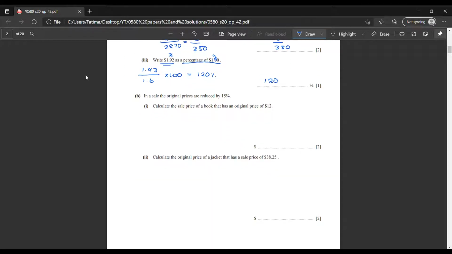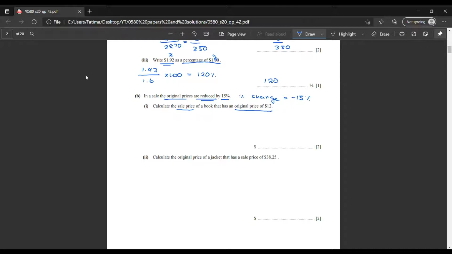Now in part B, we're told that in a sale, original prices are reduced by 15%. That means our percentage change is actually negative 15% because it was reduced. If it increased, then it would have stayed positive, or we don't need to write positive in front of it, because normally if there is no sign, we denote it as positive. Now we have to calculate the sale price of a book that has an original price of that.